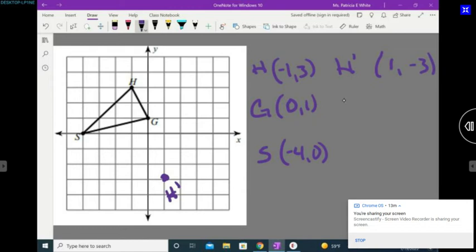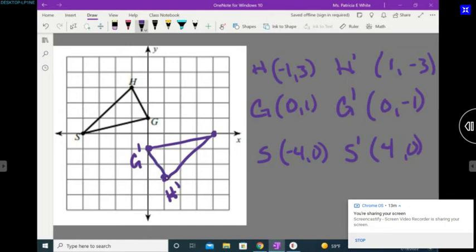What is G prime going to be? 0, -0. This is positive. I'm on the positive y-axis. A 180 puts me on the negative y-axis. There's my G prime. S prime. I'm on the negative x-axis. There's 90, 180.